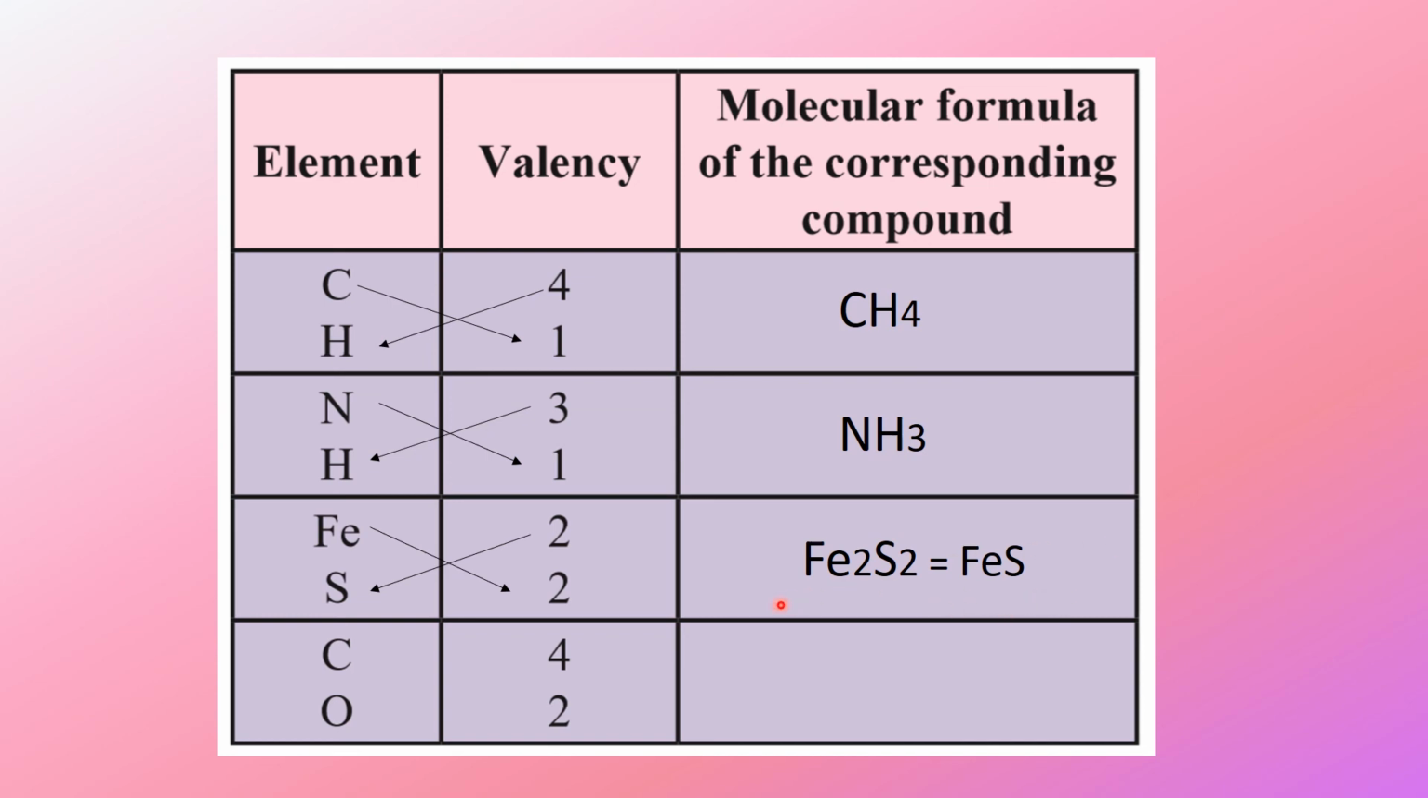Next elements are carbon and oxygen. Carbon valency is 4 and oxygen valency is 2. So after cross multiplication, see, we will get the formula C2O4. C2O4. So we have to divide it by 2. Then we will get the formula CO2. So, understood this? How to get the formulas? Write the formulas of the compounds by this cross multiplication method.